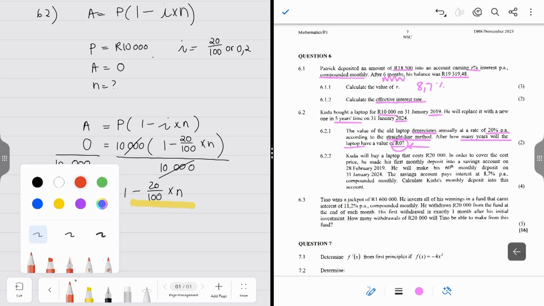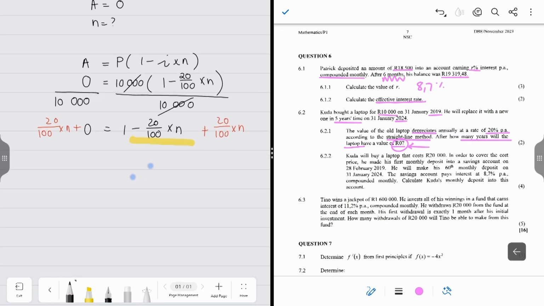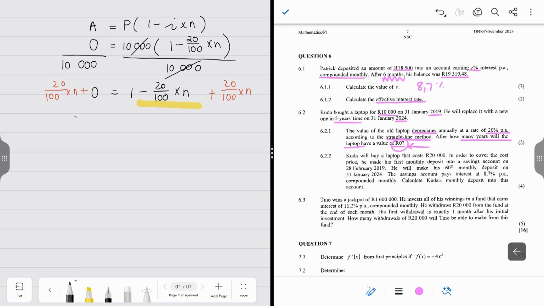So essentially what we are doing is adding 20 over 100 times N to the right-hand side, and we are also adding it to the left-hand side. So we're taking it to the left-hand side, transposing it, and it will change its sign. So what do I have now? I have 20 over 100 times N on my left-hand side, and I got rid of it on my right-hand side. That is equal to 1.